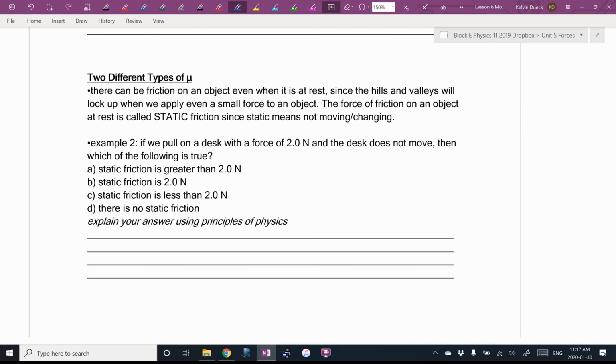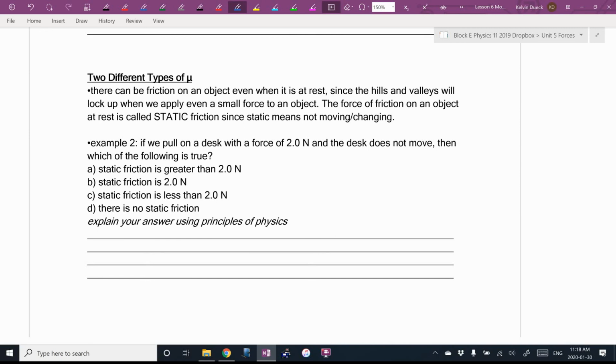Here's what it says. Suppose I pull on this desk with 2 newtons, and the desk does not move. I'm pulling with 2 newtons, the desk does not move. Which of the following statements is true? A, static friction is bigger than 2 newtons. B, static friction is exactly 2 newtons. C, static friction is less than 2 newtons. Or D, there is no static friction. So again, I'm pulling with 2 newtons, the desk is not moving. Which of those statements must be correct?